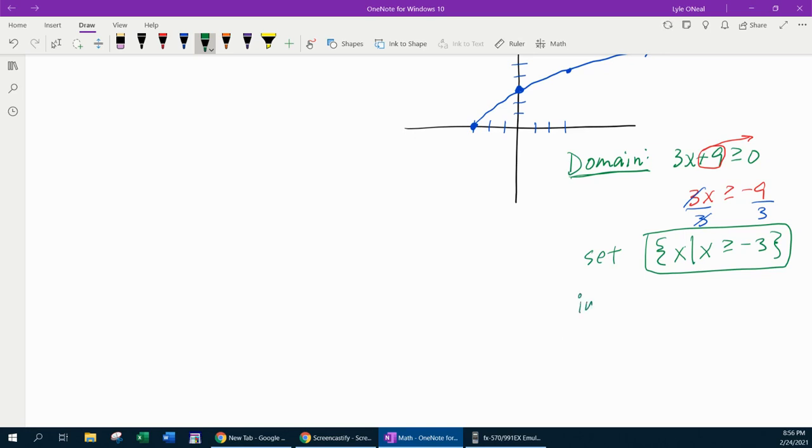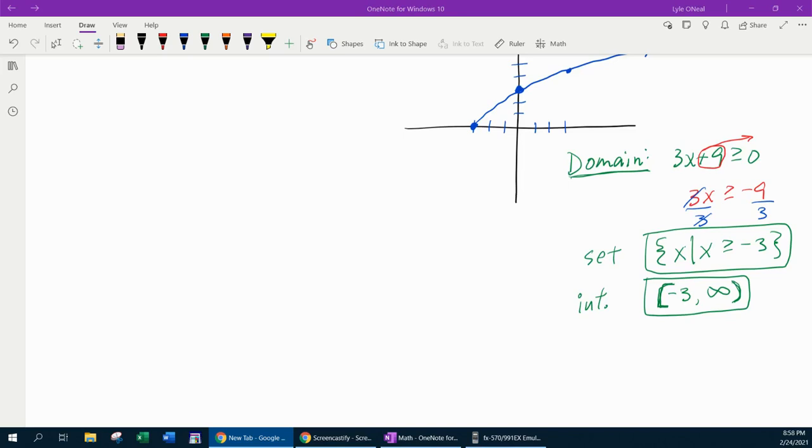I'm also going to write that in interval notation. So if you think about what this says, it says x must be greater than or equal to negative 3, which means everything from negative 3, including negative 3, to infinity. And so there is our interval notation.